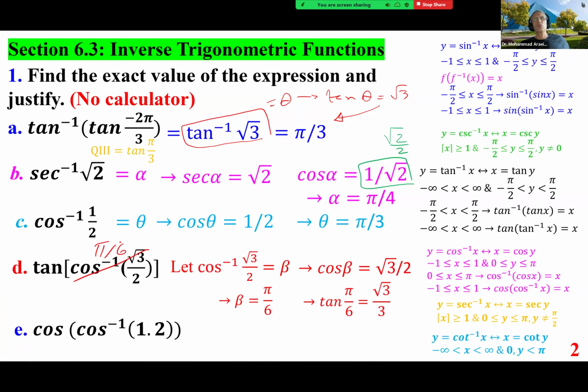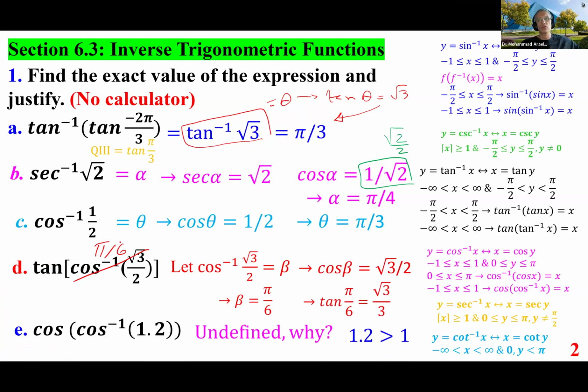Cosine of cosine inverse of 1.2, it's undefined because 1.2 is larger than 1. A couple of ways to look at that when we look at cosine inverse. We are looking at this case, everybody. X is between -1 and 1.